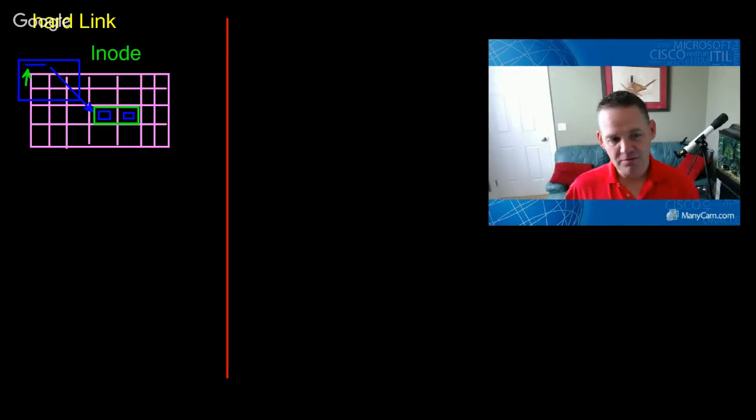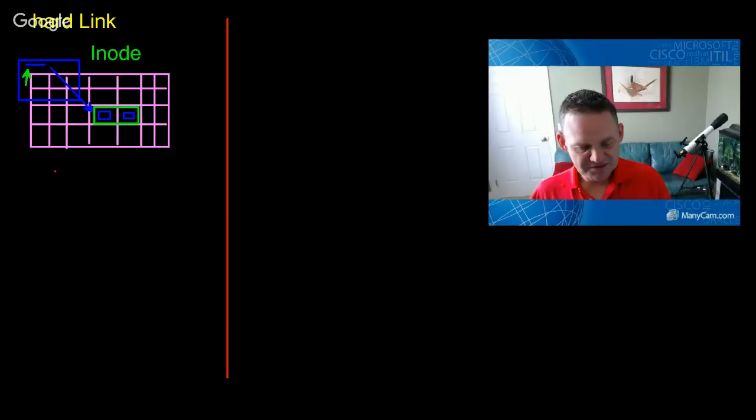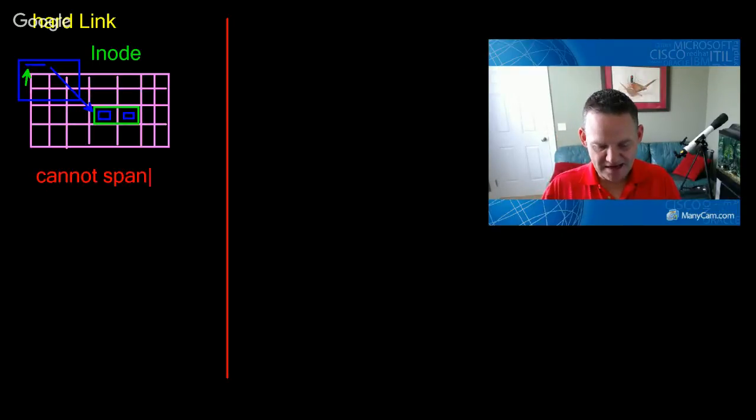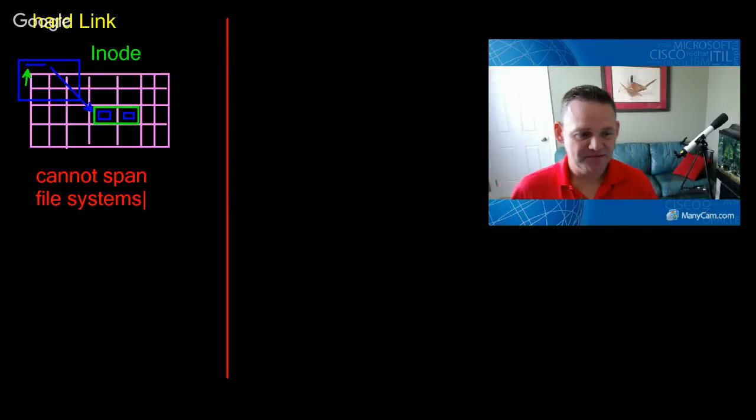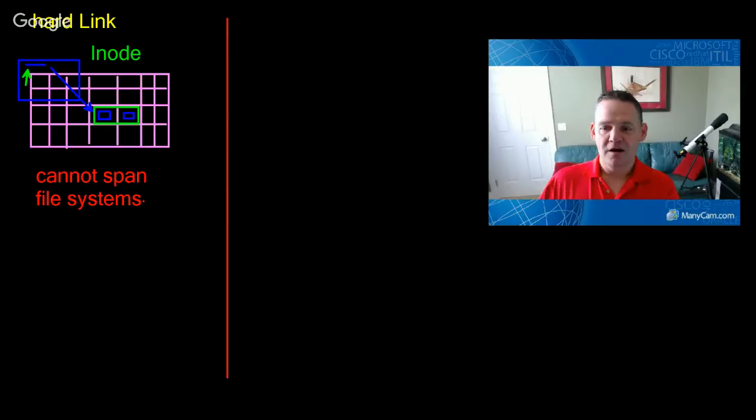And so it makes sense that when we create hard links, one of the things we always need to remember is that they cannot span file systems. When we're creating a hard link, it has to be within the same file system. If we try to span a hard link across a file system, we're going to get an illegal reference error, or cross-link error, I guess is the official error, that it cannot create the link. All right, so that's a hard link.